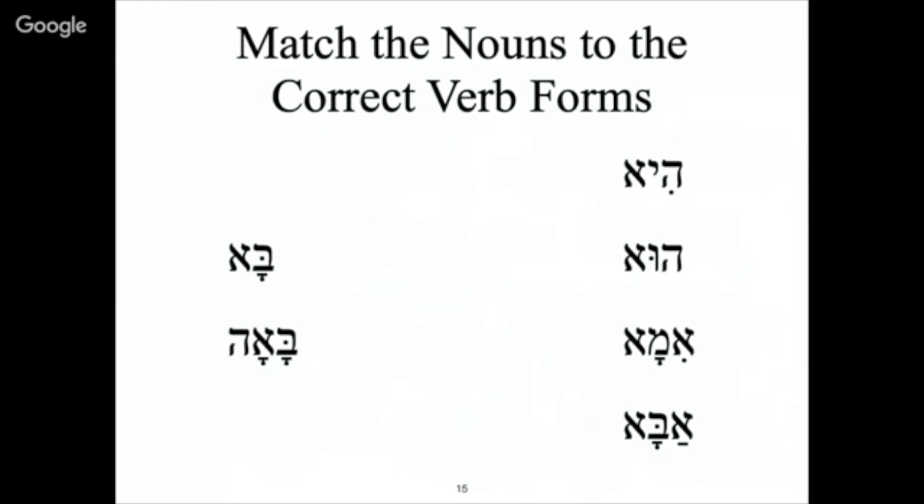All right, so this is from last week. Match the nouns to the correct verb forms. Okay, so we have ba, which is masculine, and we have ba'a, which is feminine. So if we were to go over here and say 'who', which is masculine, then it would go over to here, ba. If we said 'she', then that would go over to here, ba'a. So we would connect these together. This here is Ima, mother, so we know that will go over to here. And lastly you have Abba, which is father, which is masculine.